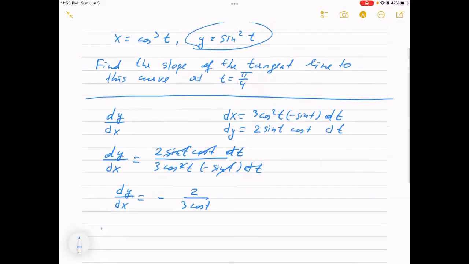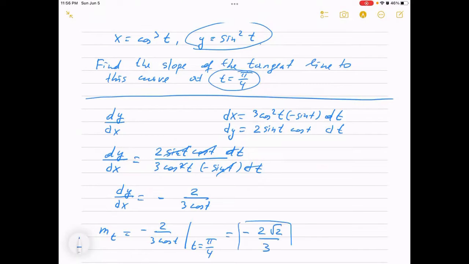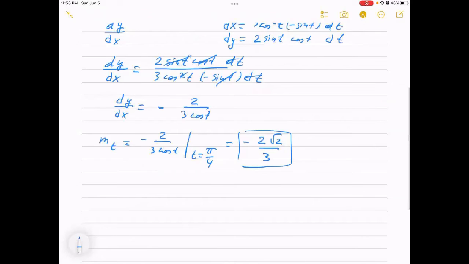And then for the slope of the tangent line, all we have to do is take our derivative and substitute the given point, in our case t equals pi over 4. So we're going to get negative 2 root 2 divided by 3. That's the first example.